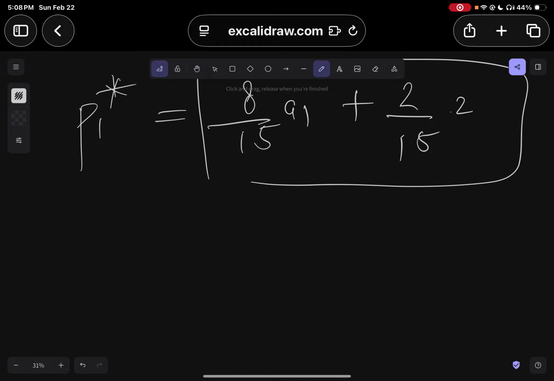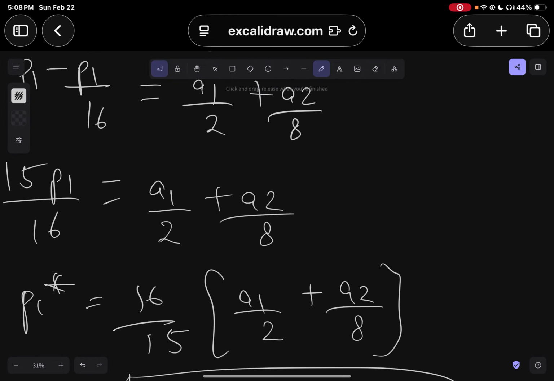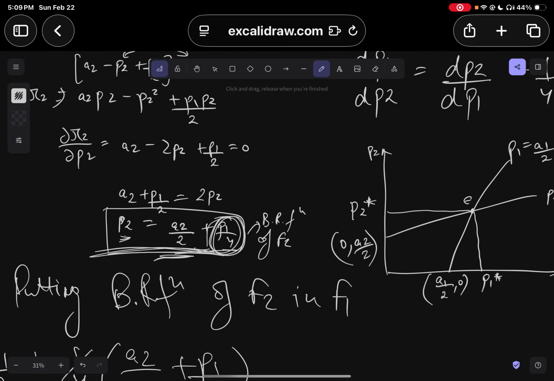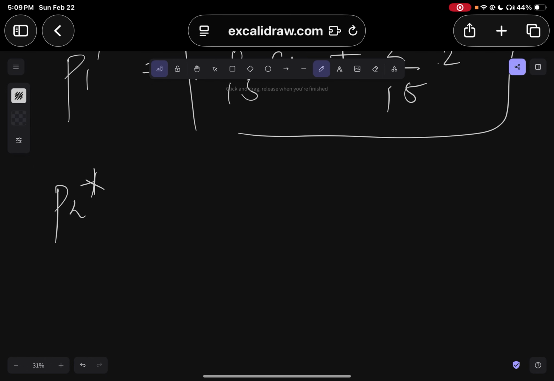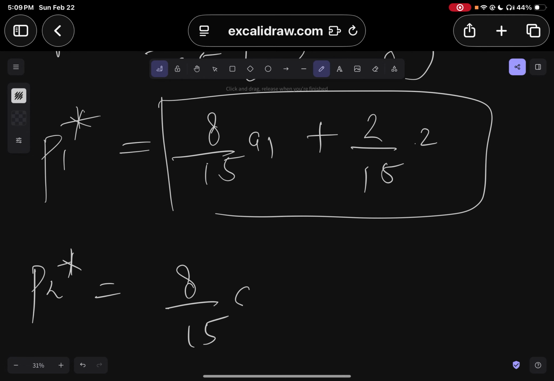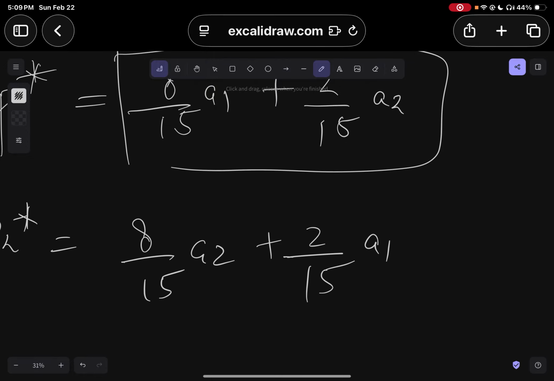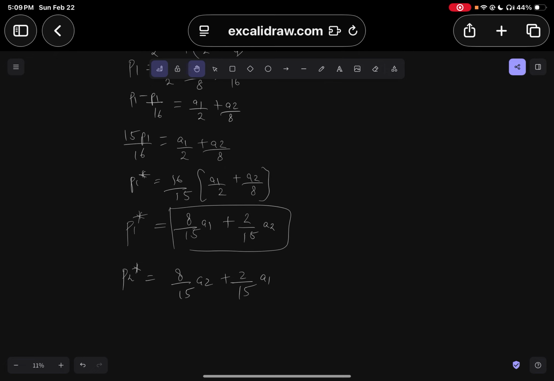Now doing the same thing for firm 2, we put the best response function of firm 1, P1, into this equation and we get a similar thing: you just change the variables, 8 upon 15 A2 plus 2 by 15 A1. There we go. These are the prices. Unlike in quantity, where we added to get the total quantity produced in the market, we don't add here because these are prices. The best response function of firm 1 shows that the firm will increase its price with an increase in its own attribute with a large coefficient.